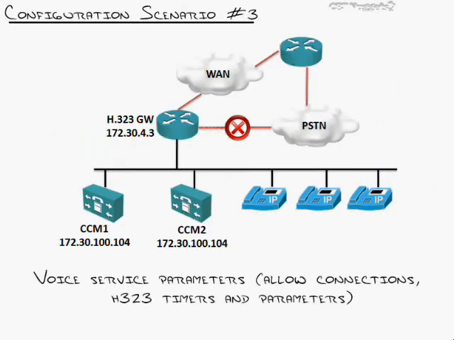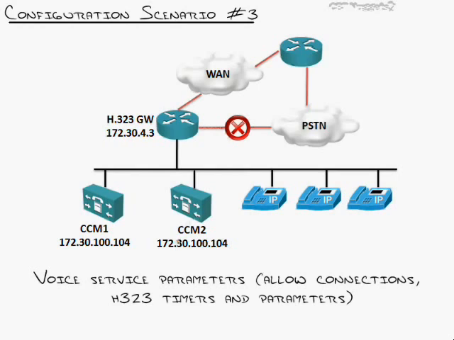Now we move into configuration scenario 3. I guess you can call this my miscellaneous configuration scenario, because I want to show you one big one, which is the allow connections command, and then just a bunch of H323 miscellaneous parameters and things that can come in handy for you.